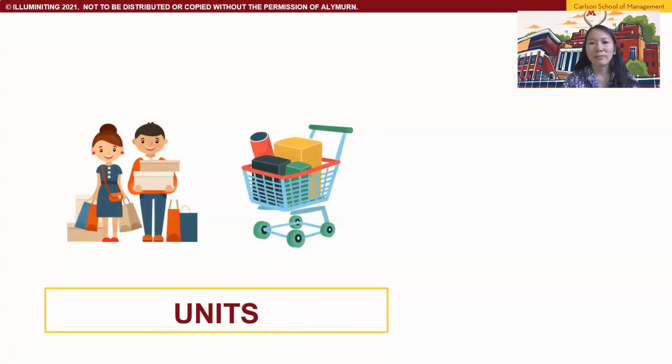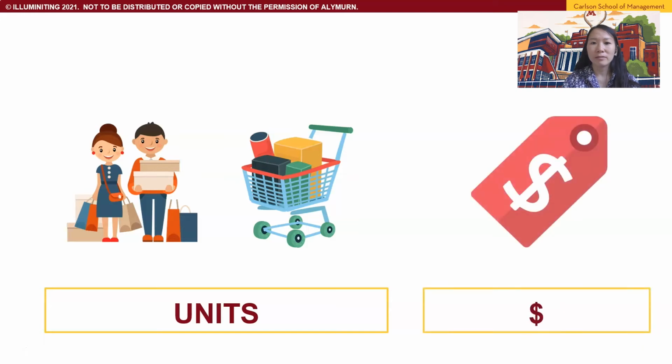To quantify your segmentation, you'll likely want to look at both units and revenue. To do this, you'll need to answer 3 key questions. How many people will buy you? How much are they going to buy? And that'll account for your units. And then, for revenue, how much do you sell your product for?